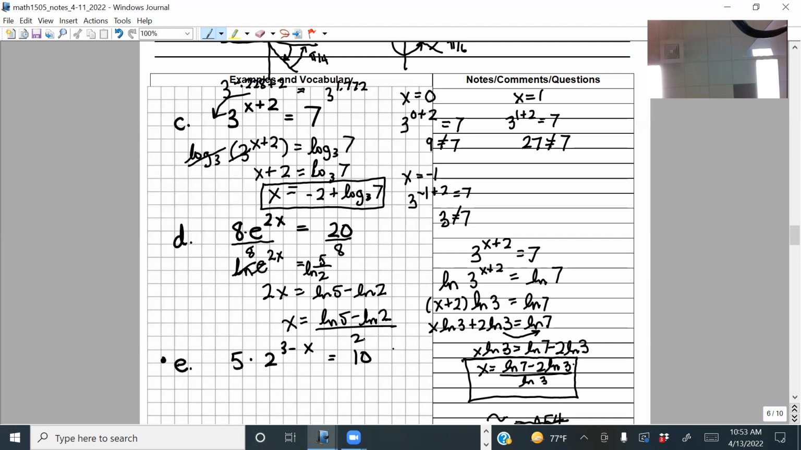So now that's easy to calculate. This one is easy to calculate with a calculator. Just take natural log of 5 minus natural log of 2, and then divide all of that by 2. I get 0.458. Did someone else get that? 0.458.